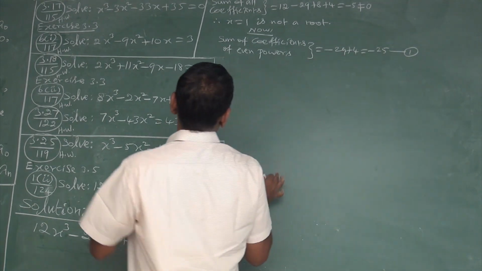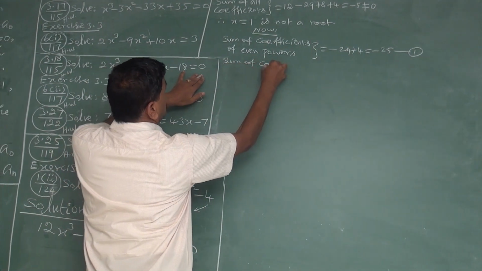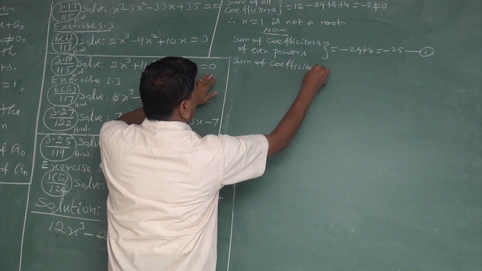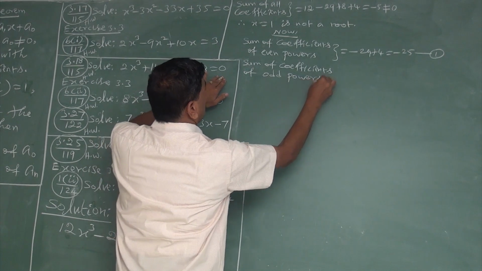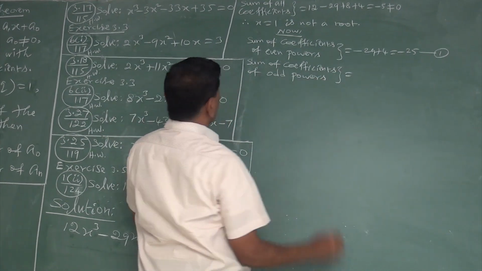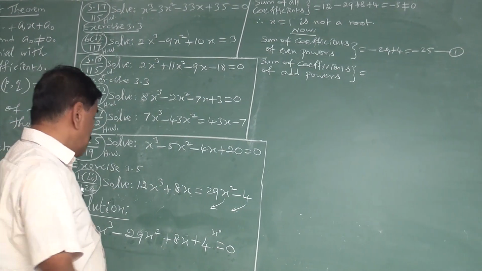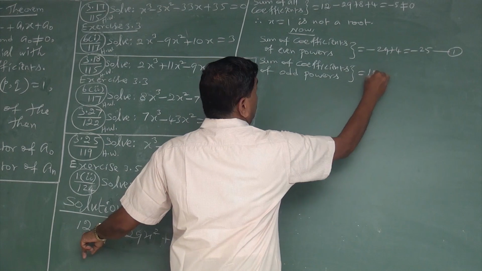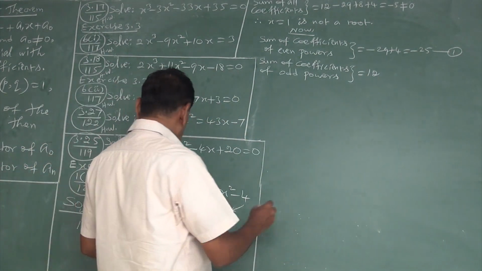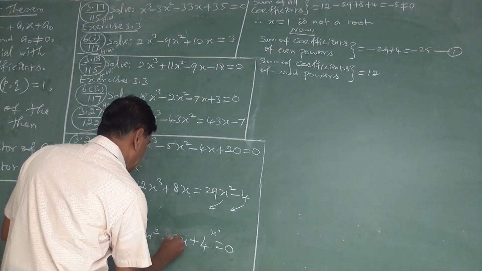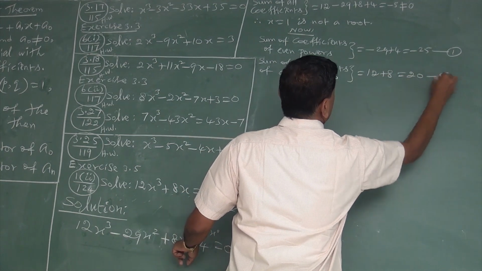Next, similar idea. Sum of coefficients of odd powers. Sum of coefficients of odd powers, which is equal to, what are odd powers? X cube coefficient 12. Yes, your answer is correct. Next, x is odd power, so x coefficient plus 8. Which is equal to 20, which is the second answer.